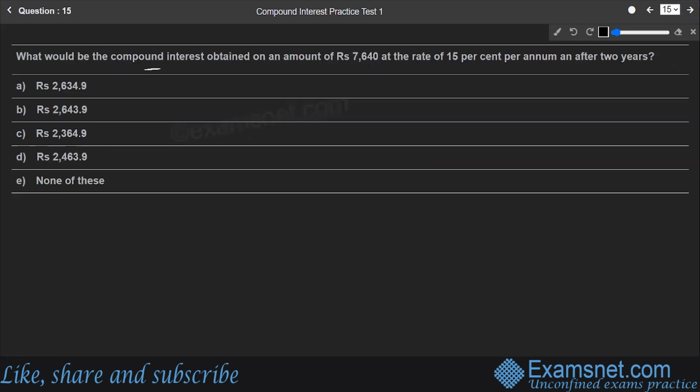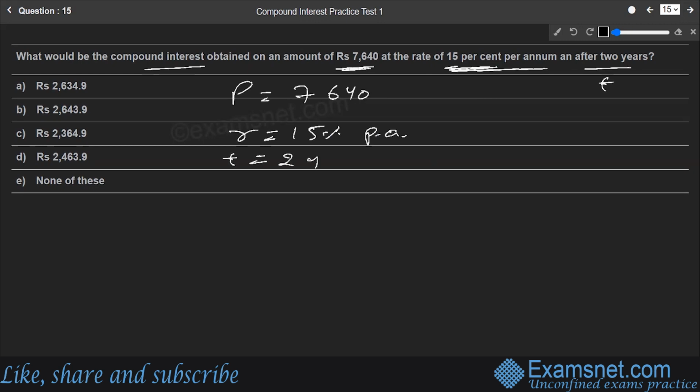Next, what would be the compound interest obtained on an amount of rupees 7,640? Obviously the principal value is given as 7,640 at the rate of 15% per annum, and the time value is 2 years. So we can simply use the amount formula and then find the compound interest. The amount formula is P into (1 + R/100) to the power T. The principal value is 7,640, the rate value is 15 divided by 100, and the time value is 2.